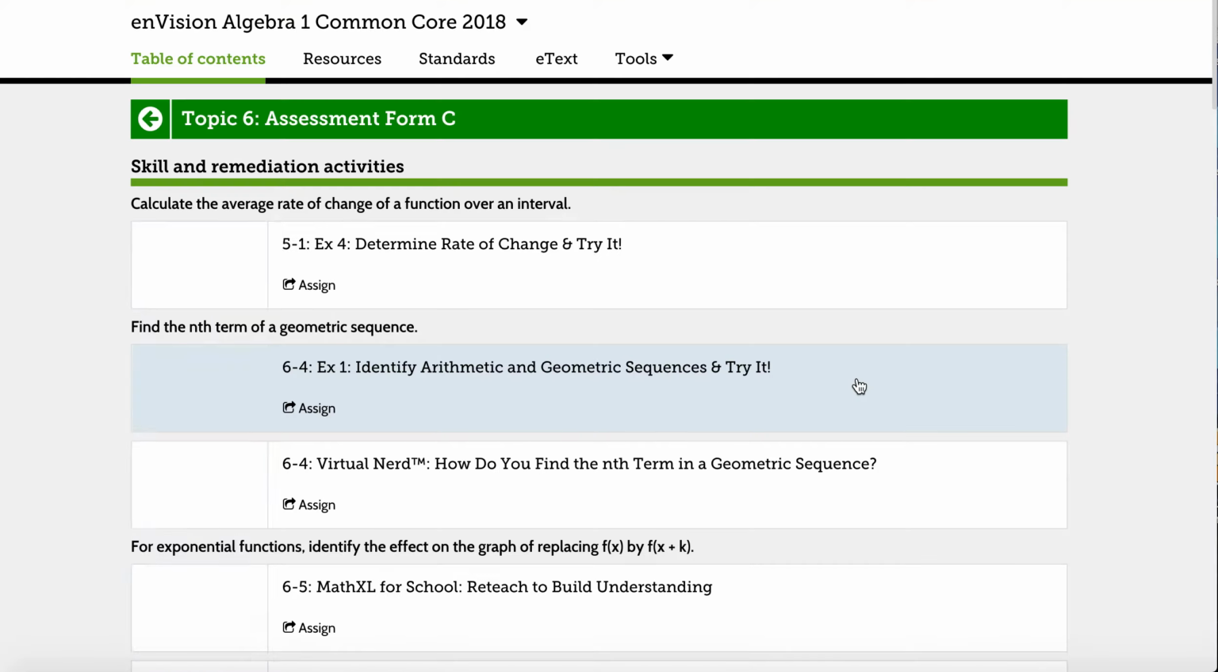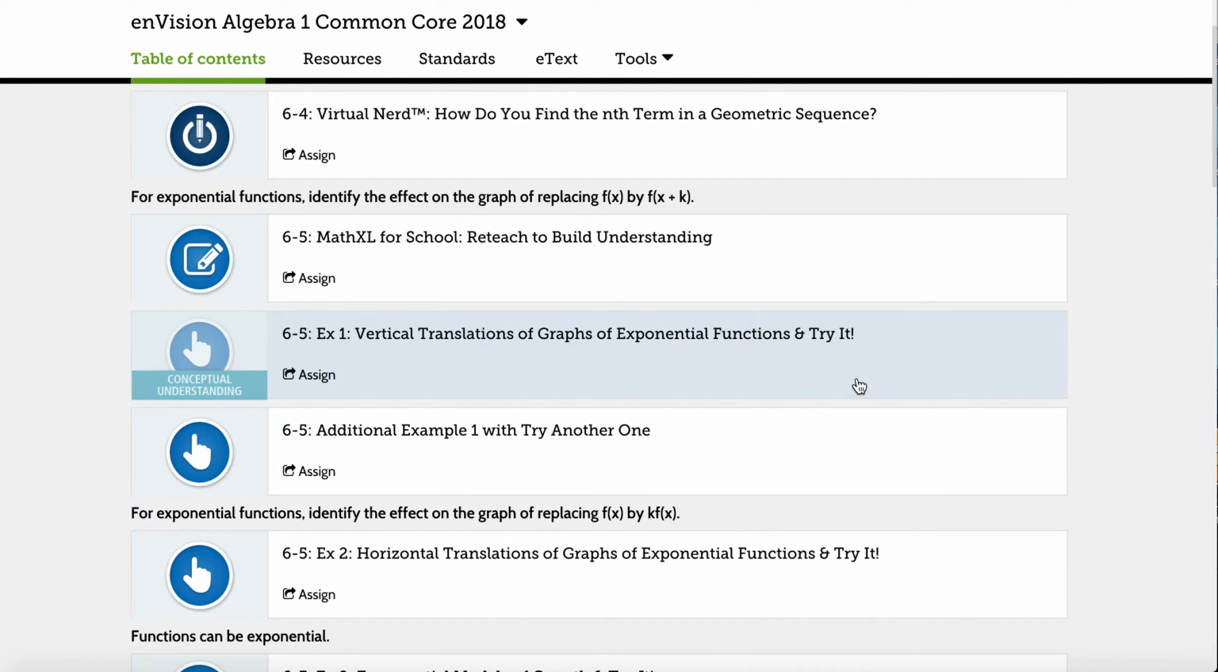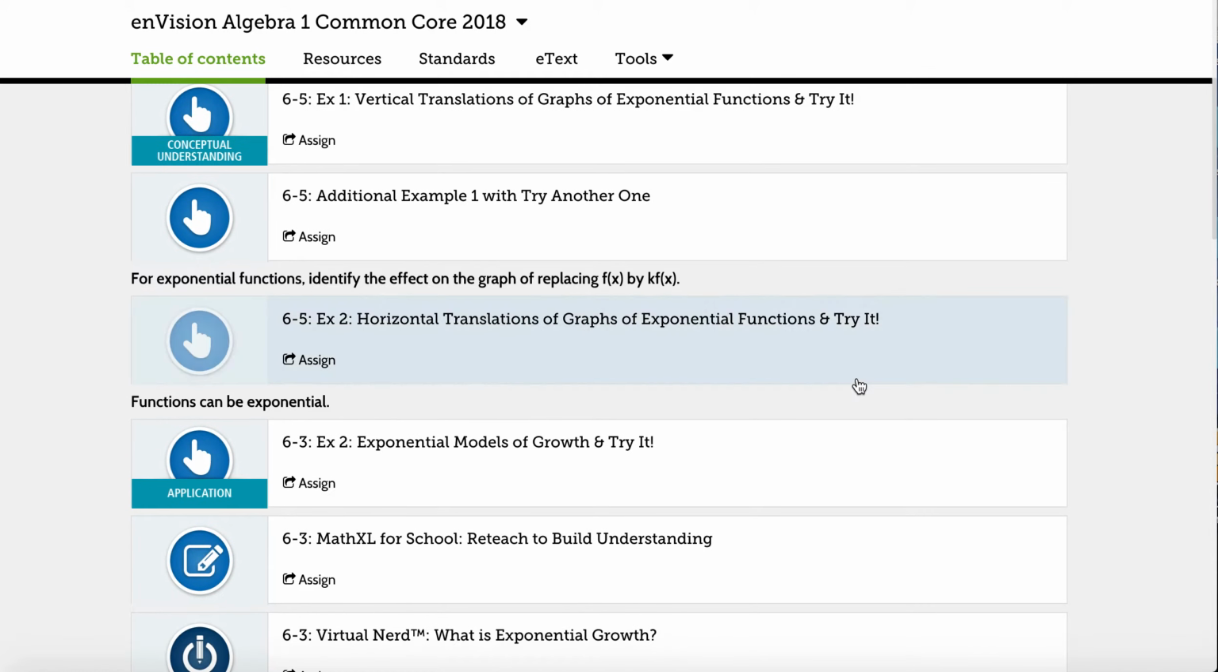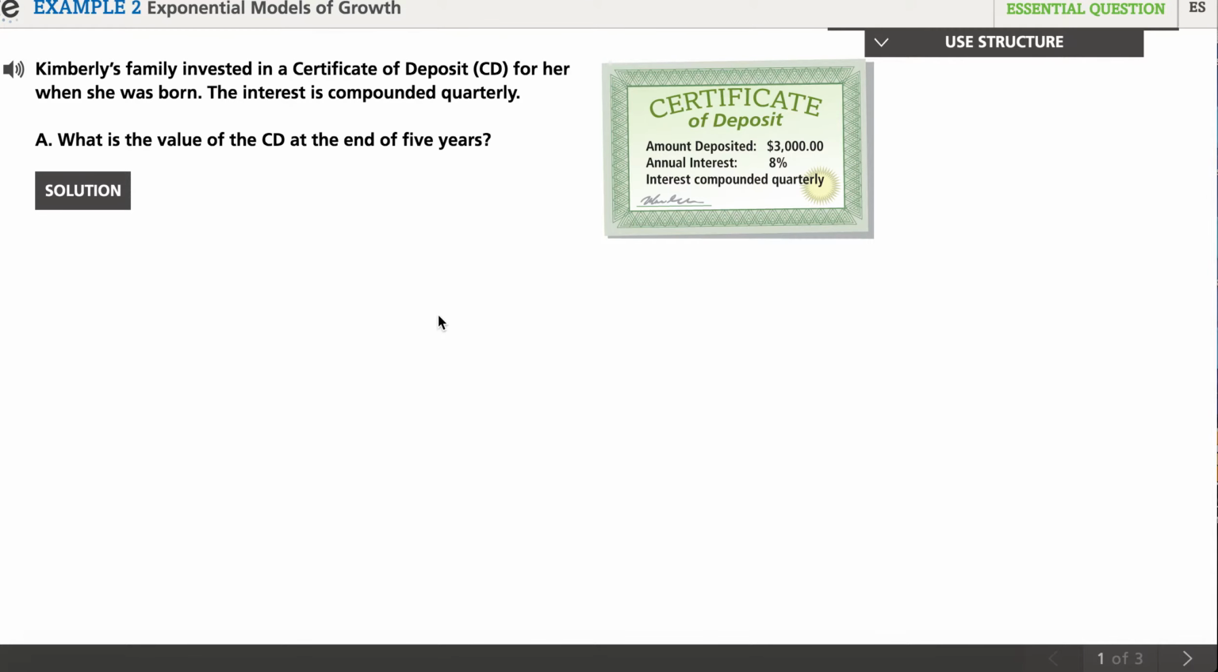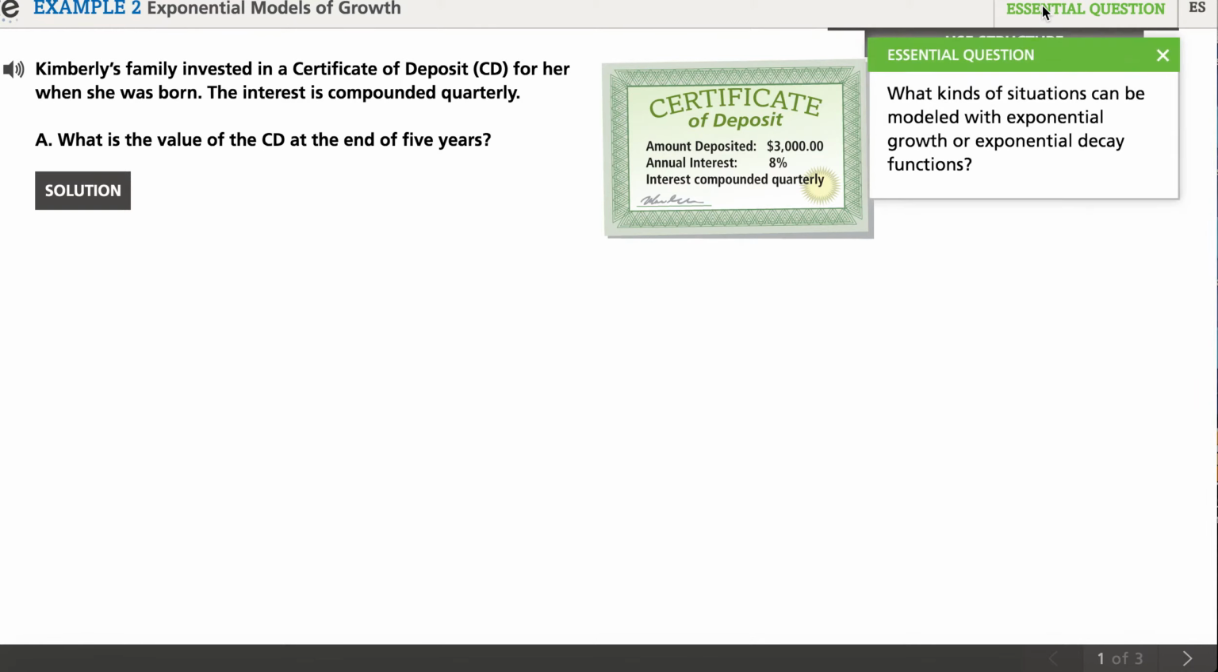Okay, let's see the next one. I'm just trying briefly to show you guys. Exponential model. A function can be exponential. This is an example from the previous videos too, but it is good for review. Essential question: what kinds of situations can be modeled with exponential growth or exponential decay functions?